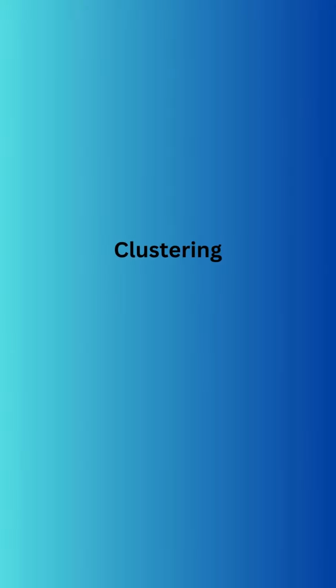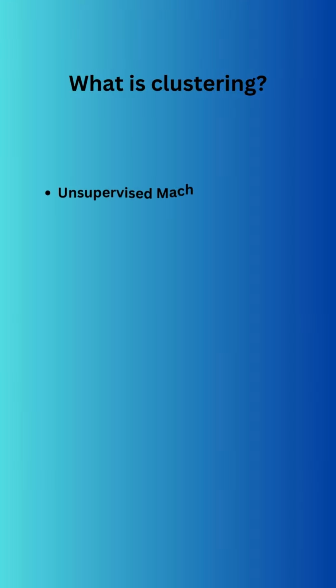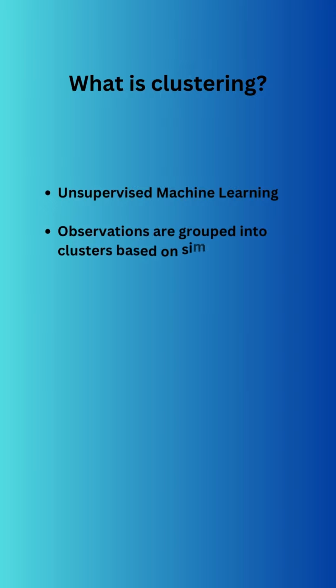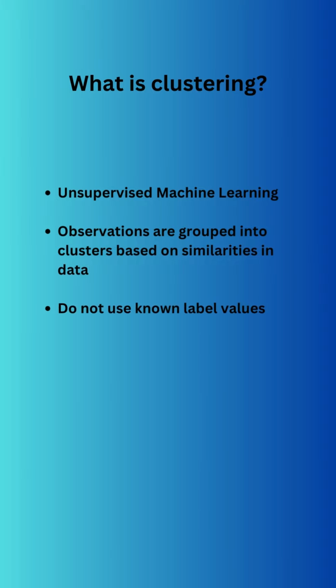Hi everyone, this video is about clustering. It is a form of unsupervised machine learning. Here, observations are grouped into clusters based on their similarities in their features. Why is it considered unsupervised? Because it does not depend on any of the previously known label values.